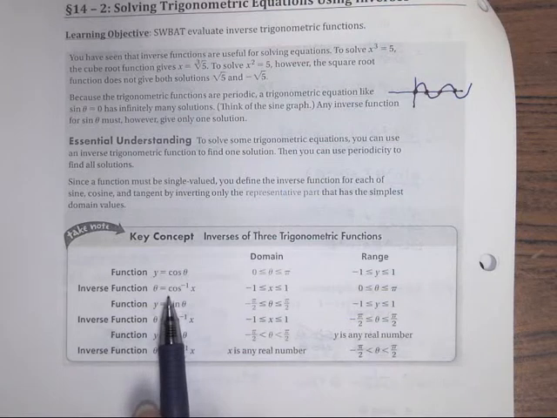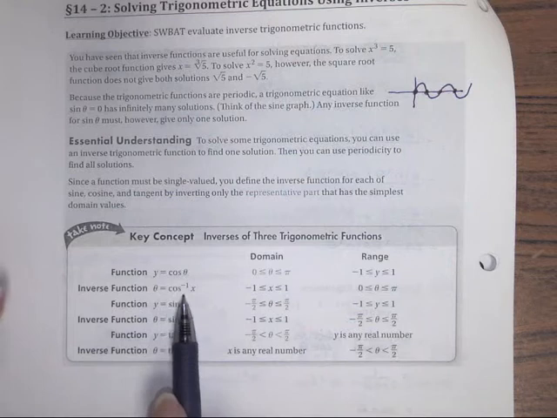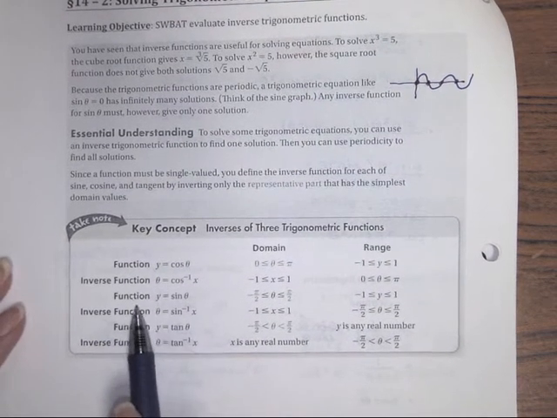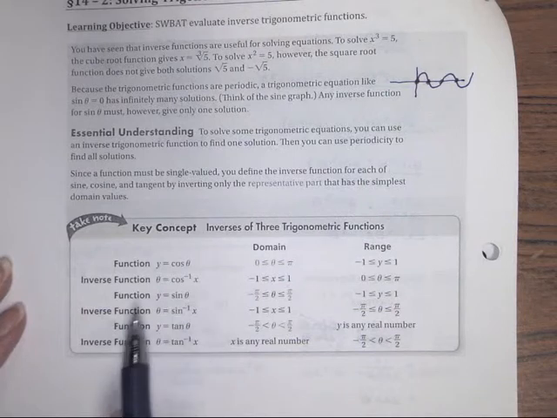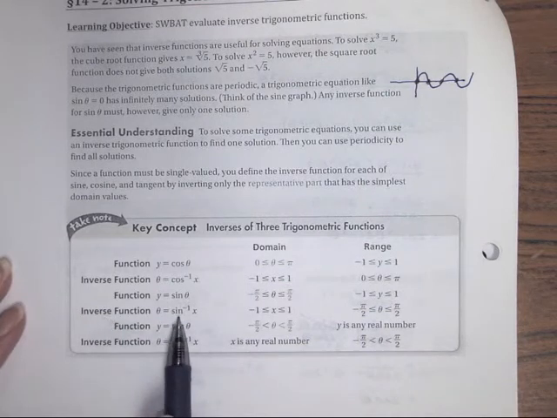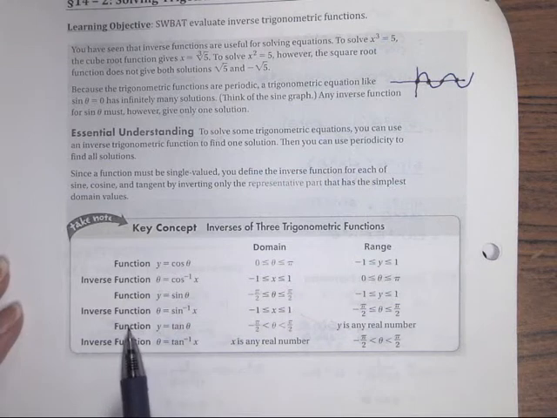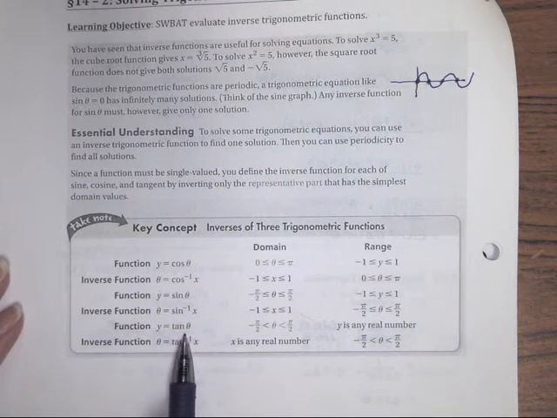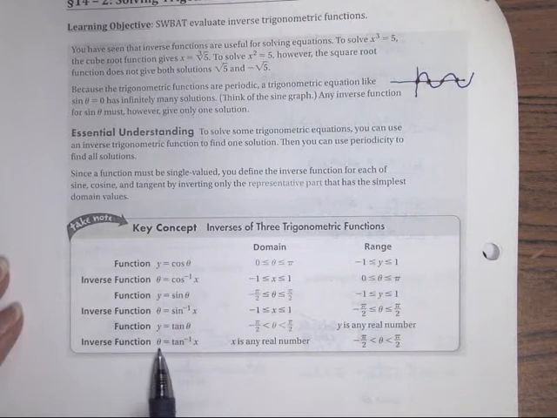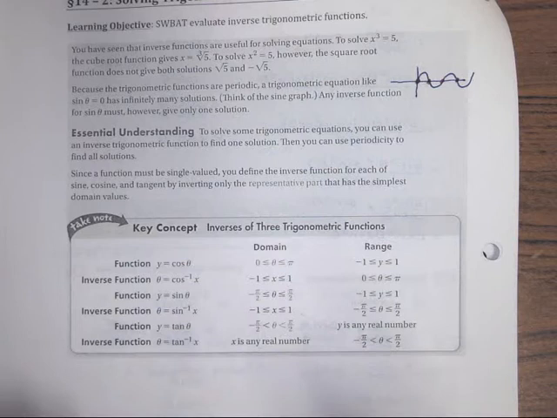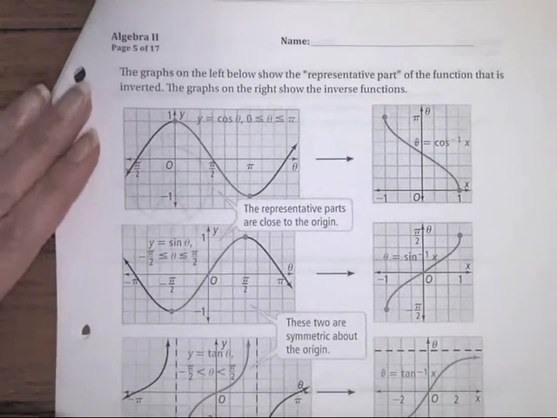It's easy when you have a line to do things like that, but it's not easy when you have a trigonometric function. So we define a new function to be the inverse. So here's the function y equals sine theta. The inverse function, theta equals inverse sine of x. All right? Here's another one, y equals tangent theta. Inverse function, theta equals inverse tangent of x.